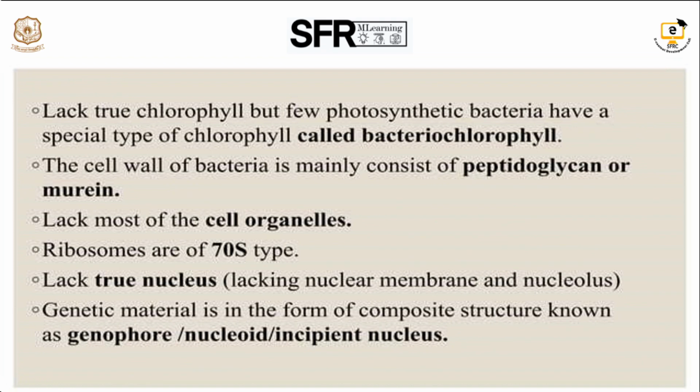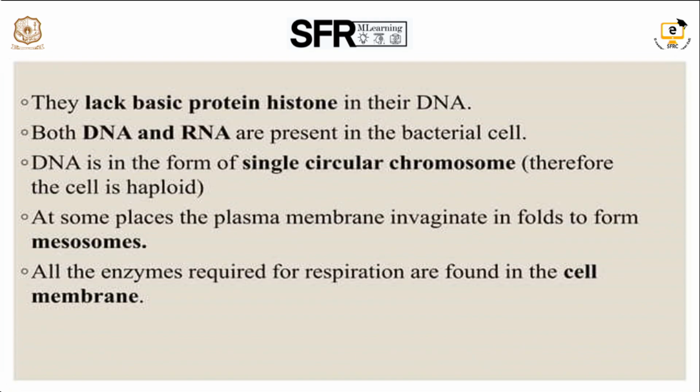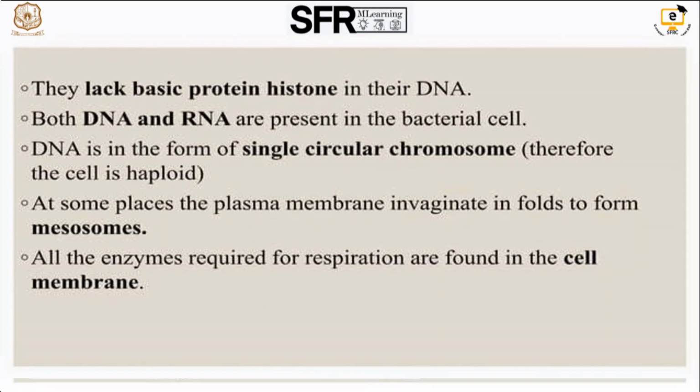What is the main function of the nucleus? You know, it is the transfer of genetic material from one cell to another cell. Next, basic histone protein molecules are present inside the bacterial cell. All bacteria have either DNA or RNA. What is the main role of DNA? It involves the transfer of genetic character. Inside the DNA, a single circular chromosome is present. Apart from that, a folded structure, the mesosome, is present. Next, the cell membrane is also present, and it is involved in respiration.